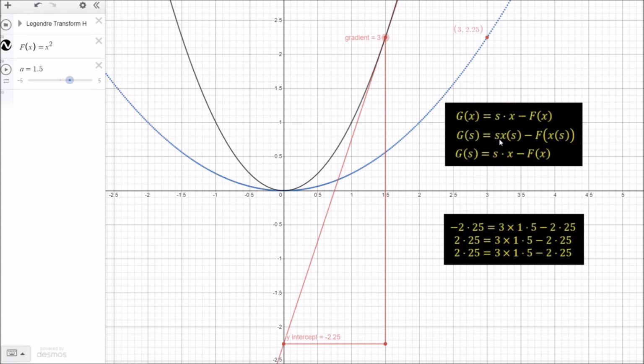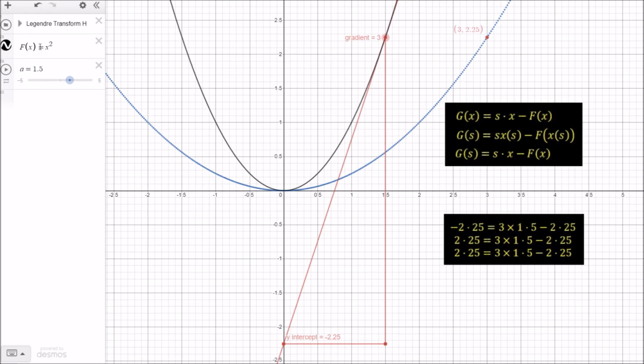Now the right hand side is going to be the value of s. Well, we know our s, which is our gradient, which is 3. And the value x of s. Now what is the x of s? Well, x of s is the inverse of our function s of x. So our s of x is this function here differentiated. So when we differentiate this we get our 2x, and then when we find the inverse of the 2x, that's going to be given by s upon 2. You can always review that in a previous video if you'd like to have a look at it. So x of s is just going to be s upon 2.